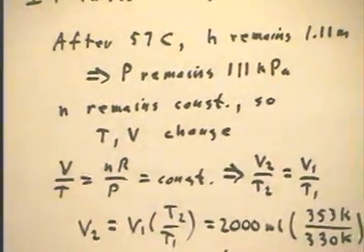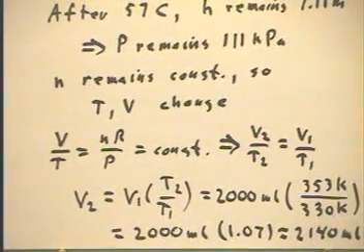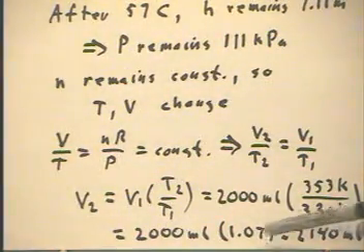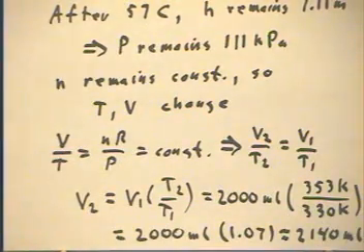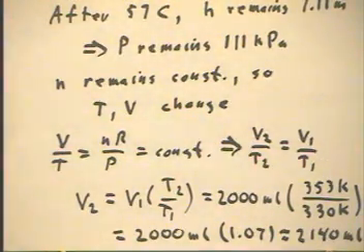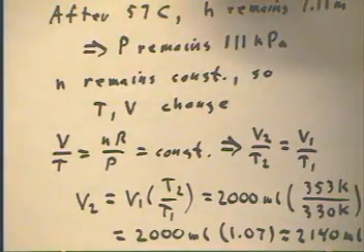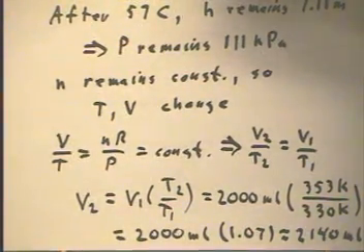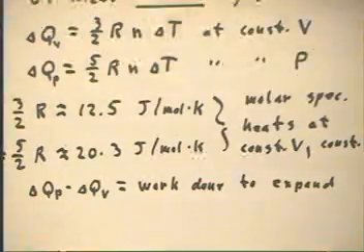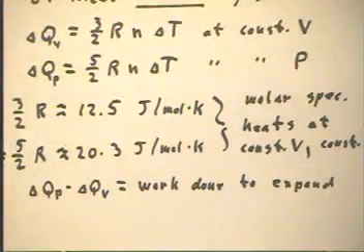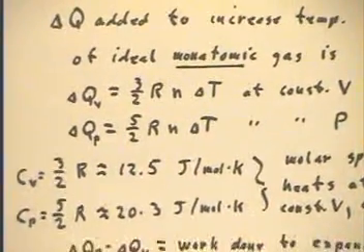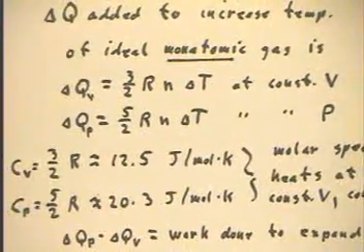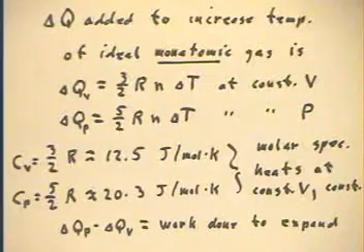And we then determined that volume V2, this ratio is about 1.07, gives us about 2,140 milliliters. That implies a volume change of 140 milliliters, or 140 milliliters of water raised to a height of 1.11 meters. That compares pretty favorably with what we observed, which was, I think, a little lower than that, around 110 milliliters.